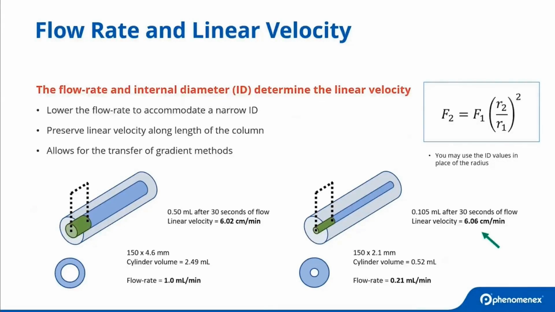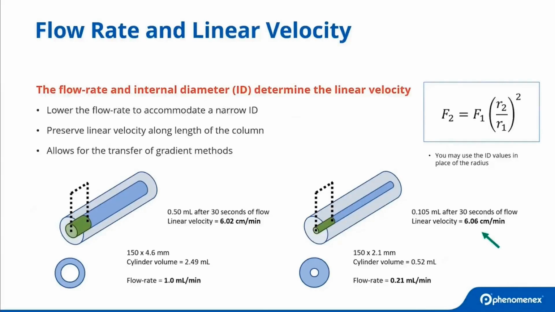Shown here is a visual representation of scaling that has been performed correctly. This has been performed properly. We can see just visually how we need to lower the flow rate, which is volume over unit time, introduced into the column to preserve the rate at which we travel along the length of the column. In this example, it's done correctly. We've preserved our linear velocity of about 6 centimeters a minute.